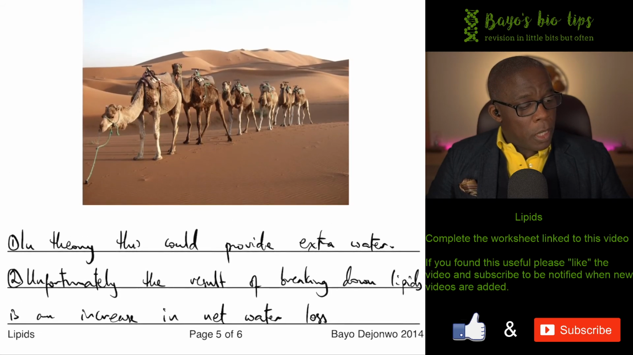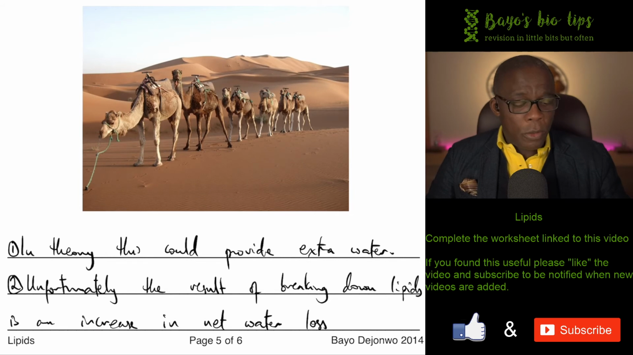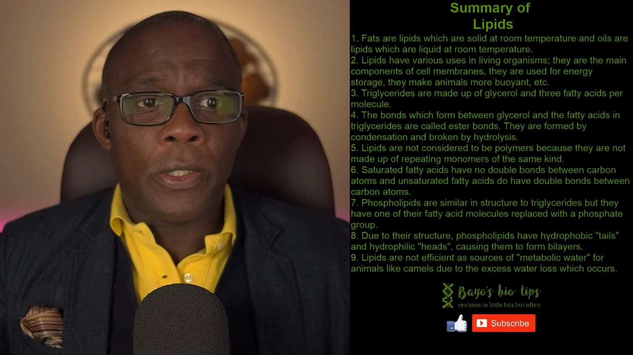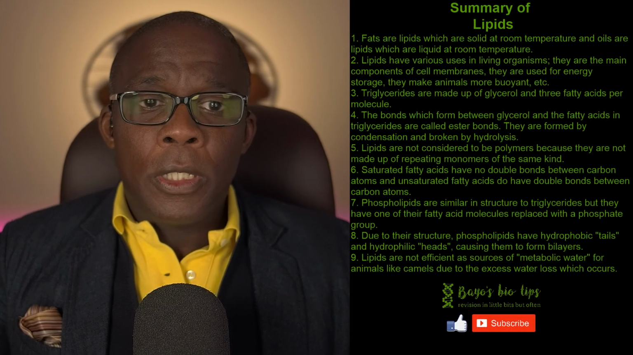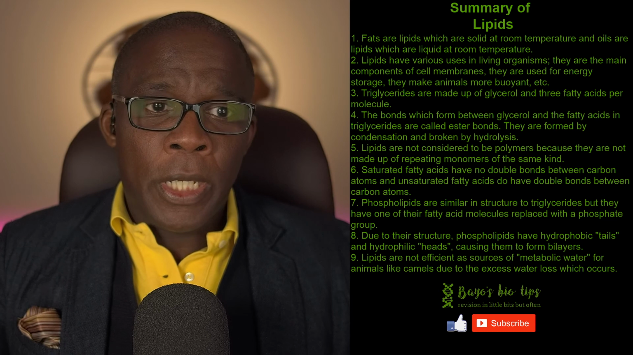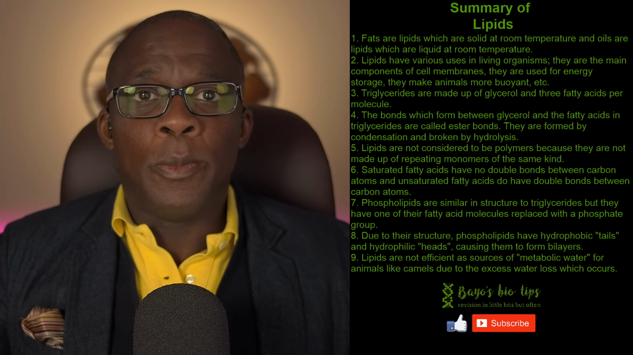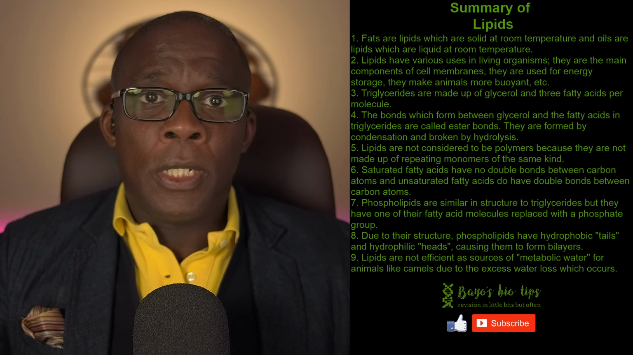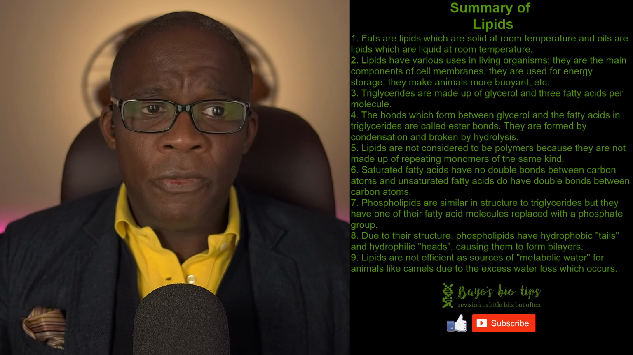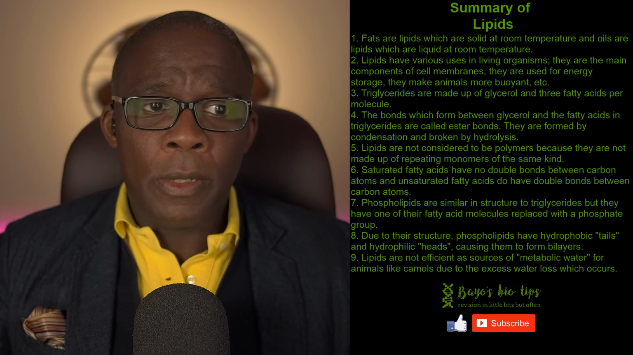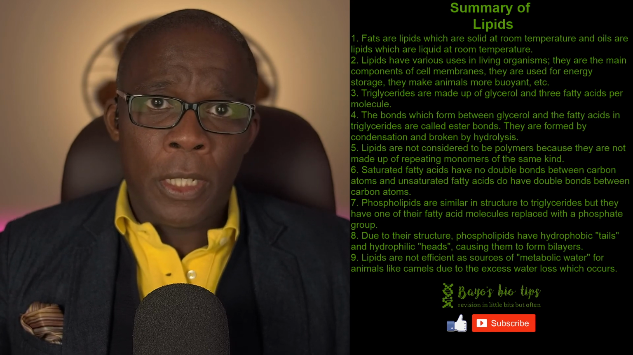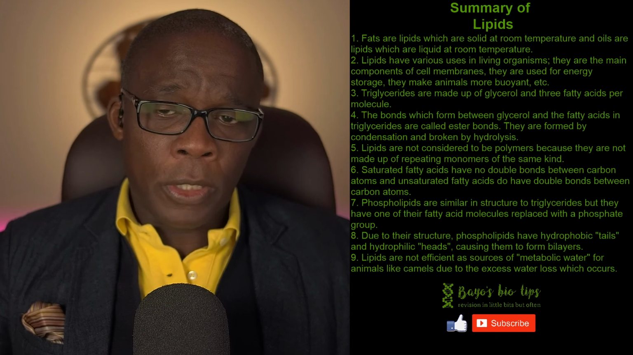Okay, so that's it on the main content. So let's have a quick summary of what we covered in this video. So we started off by looking at the difference between fats and oils. So fats tend to be solid at room temperature and oils tend to be liquid at room temperature. Fats also tend to be from animal sources, and oils tend to be from plant sources.